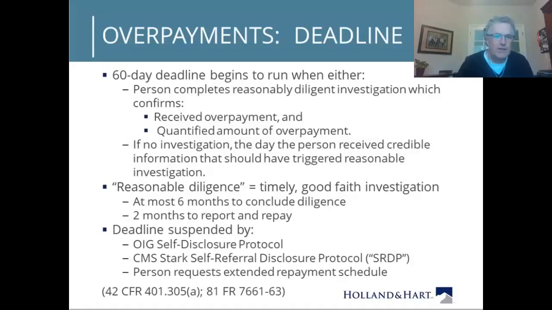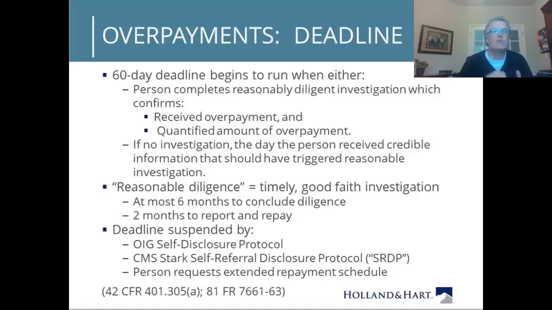and quantify the amount. They said that at most you would get up to 6 months, and then that 60-day period would run at the end of that 6-month period when you concluded that I owed back this amount of money. Then you'd have 2 months after that. So you could have, theoretically, I suppose, up to 8 months, but that's assuming that you are otherwise acting with reasonable diligence. If you engage in this overpayment, that deadline is suspended by the OIG self-disclosure protocol or the Stark self-disclosure protocol.